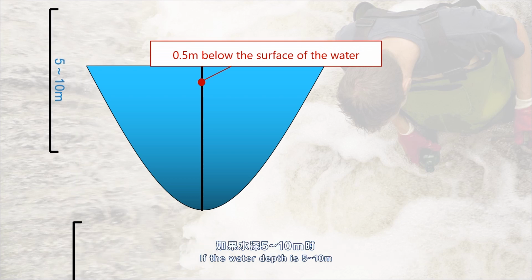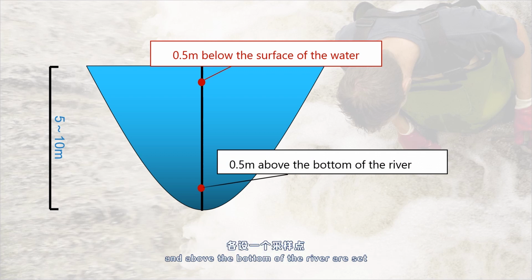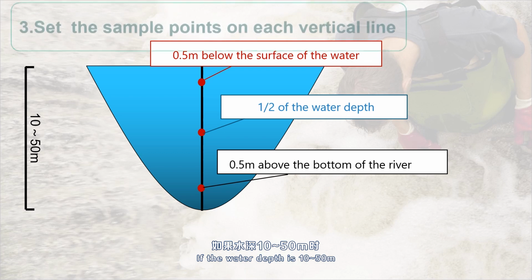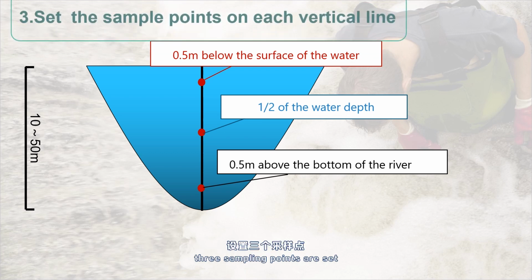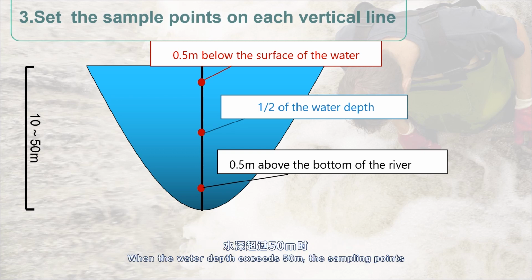If the water depth is 5 to 10 meters, 2 sampling points at 0.5 meter below the surface of the water and above the bottom of the river are set. If the water depth is 10 to 50 meters, 3 sampling points are set, which are 0.5 meters below the surface of the water, 0.5 meters above the bottom of the river, and half of the water depth. When the water depth exceeds 50 meters, the sampling points should be increased considering specific conditions.